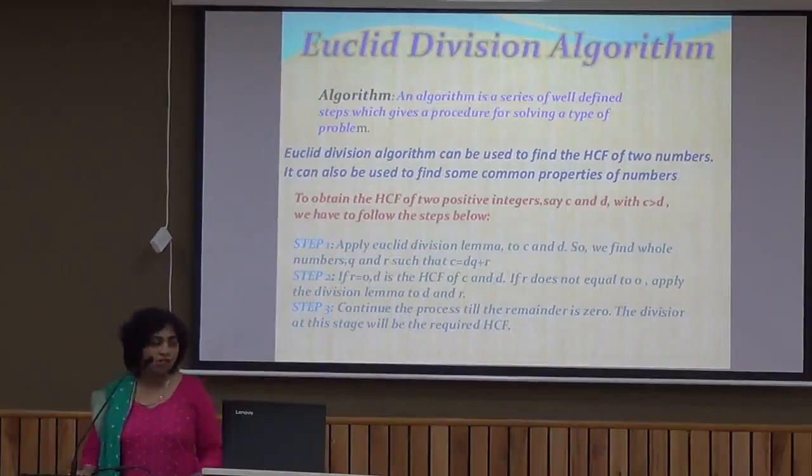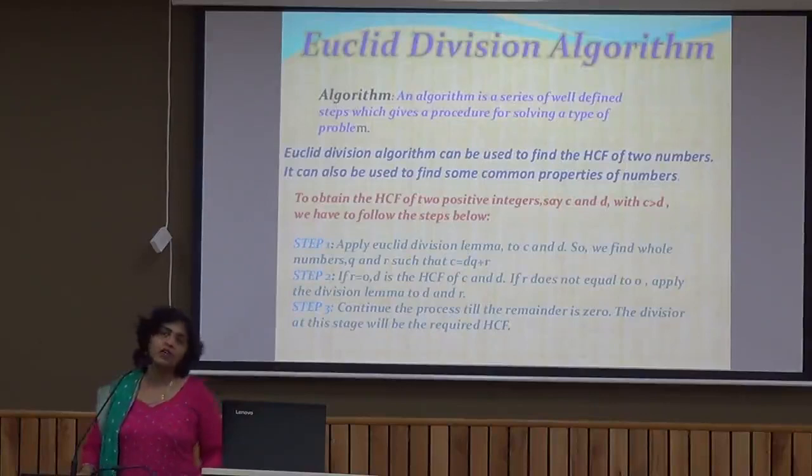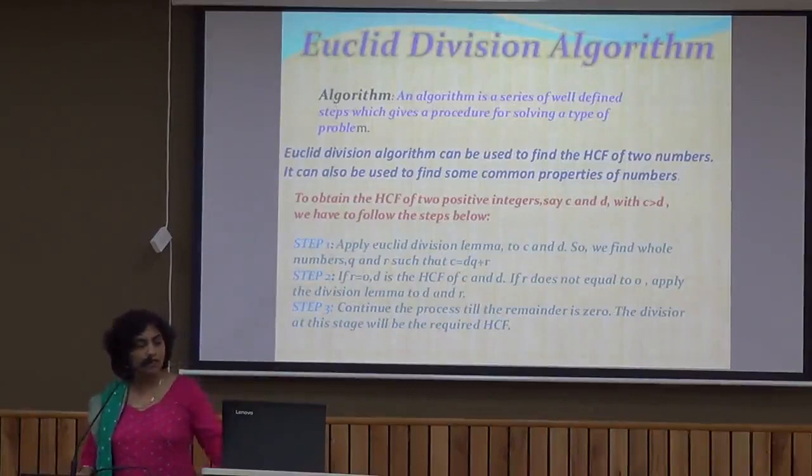But if r is not 0, we apply the lemma to D and r. Then we again continue the process till the remainder becomes 0. We keep on continuing this process of division through the lemma, and at whatever step we get remainder as 0, the divisor at that step is our required HCF.